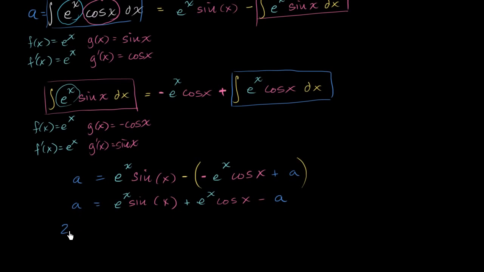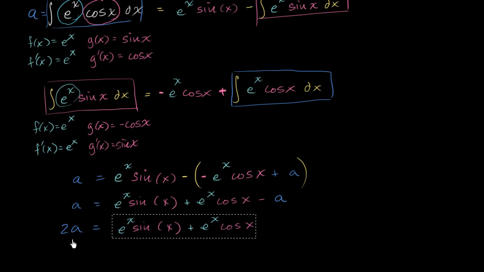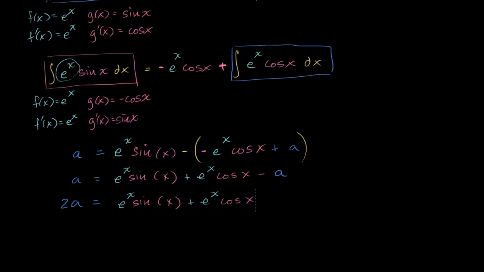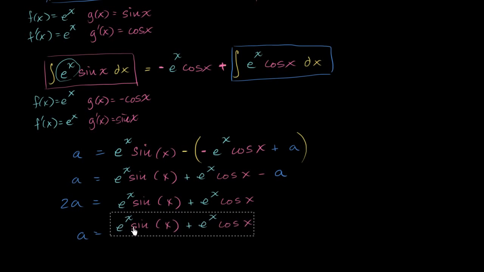And then we are left with 2a is equal to this business, which I can just copy and paste. Or a, which is what we cared about in the beginning, a is equal to, and now we definitely deserve a drum roll, all of this business divided by 2. And remember, a is just what we wanted to solve in the beginning. A is equal to the antiderivative of e to the x cosine of x dx.